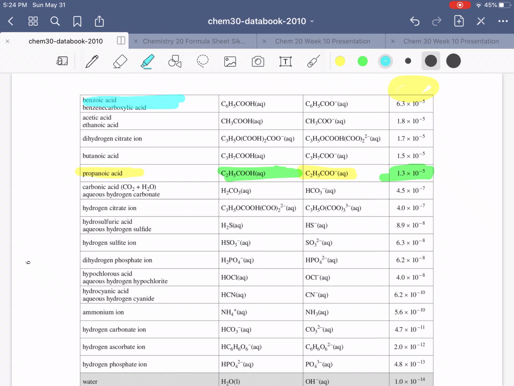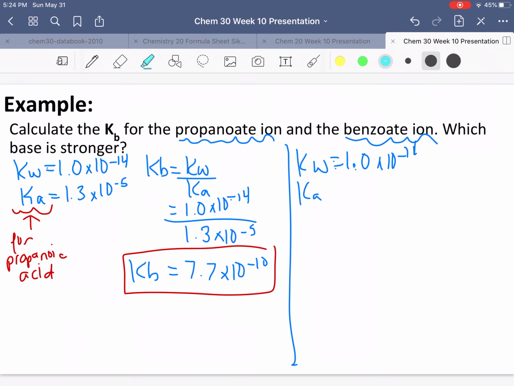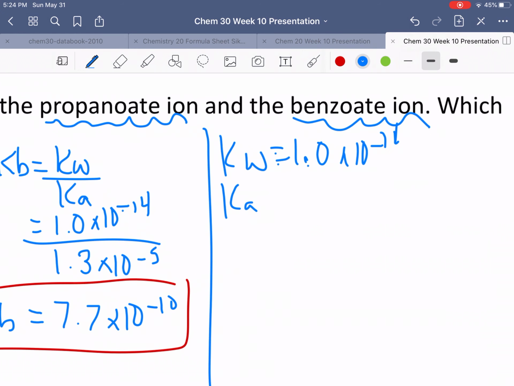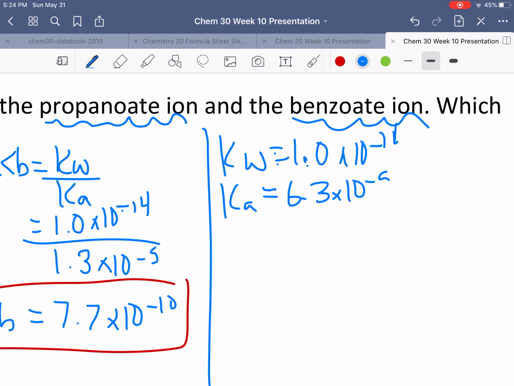Here's benzoic acid associated with the benzoate ion. In other words, this is the Ka that we need to pull from. So there we go, Ka for benzoic acid then is 6.3 times 10 to the negative 5.